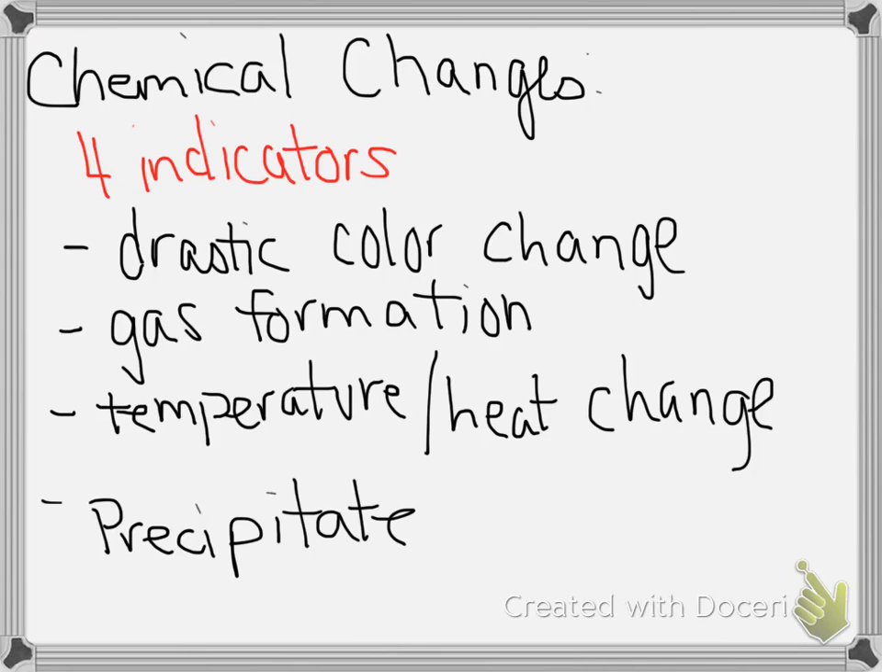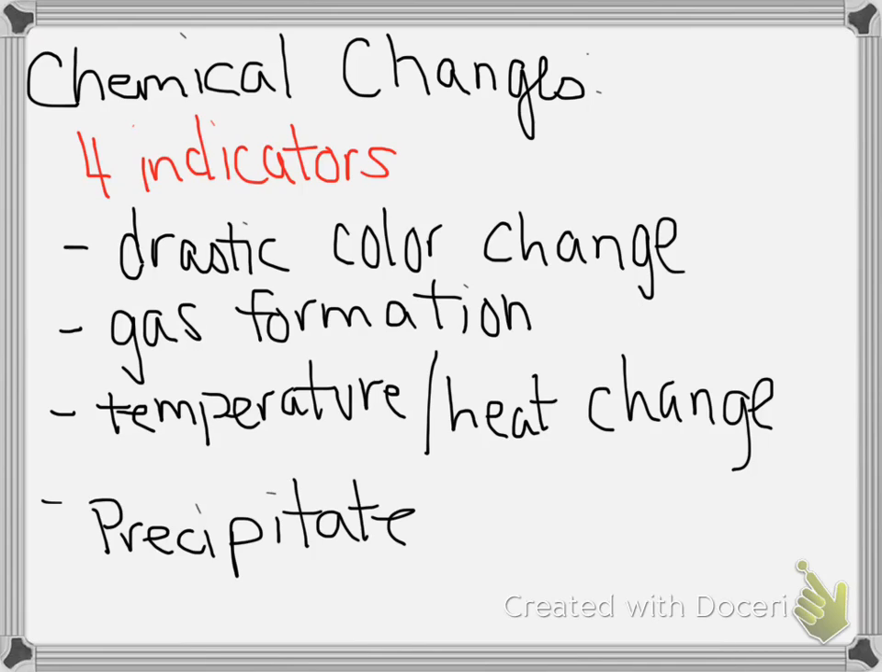The third indicator of a chemical change is a change in temperature or heat. And this can also be observed by the production of light. So it does not have to have all 3. You can have light being produced, like in the case of a fluorescent dye. That's going to give off light. It's a chemical change that's going on in glow sticks.